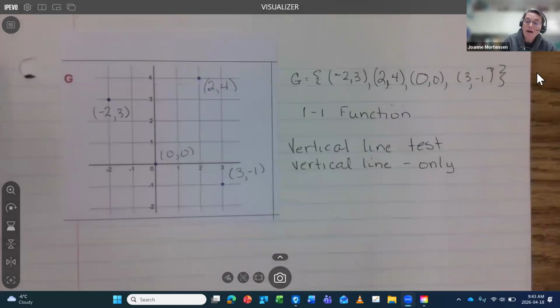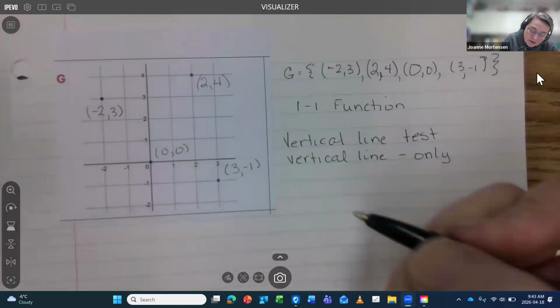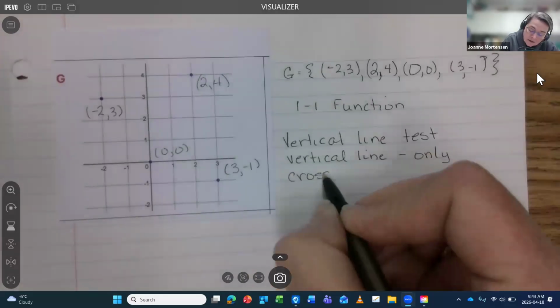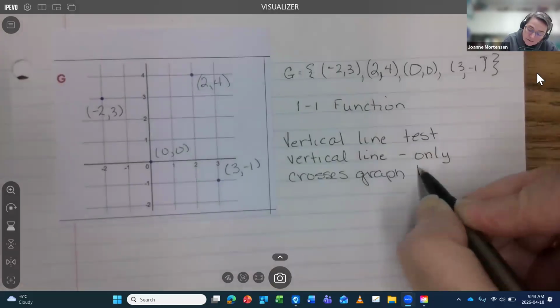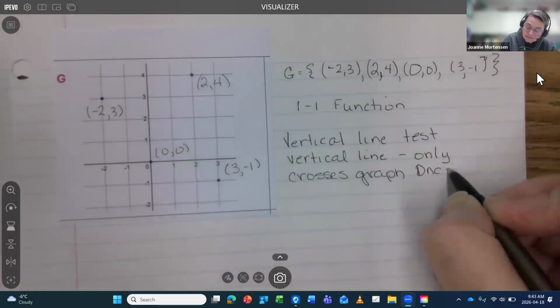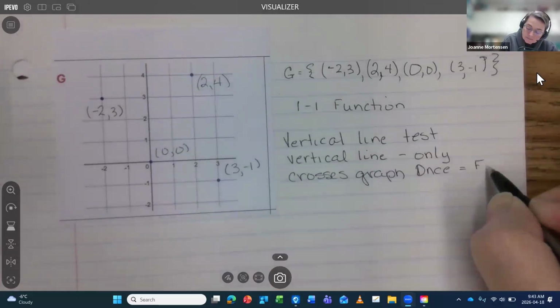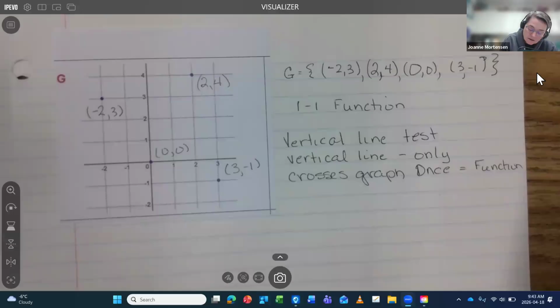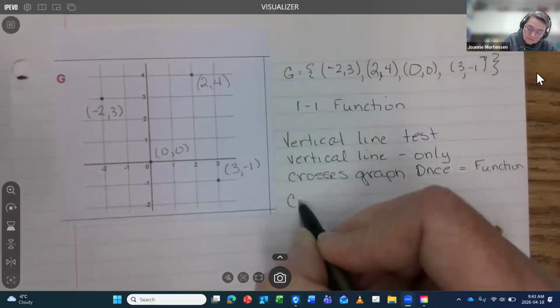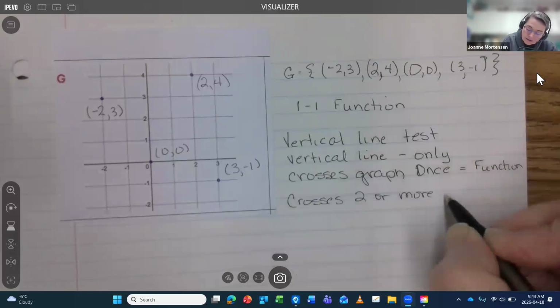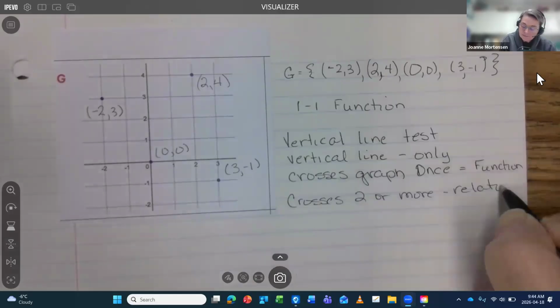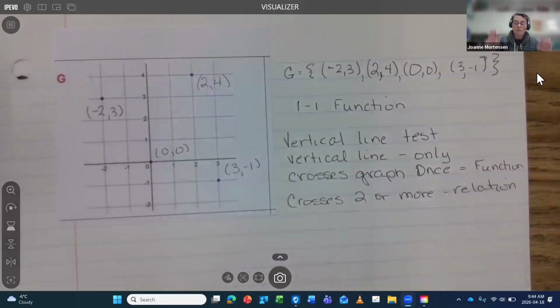I'm going to do it in terms of my drawing ones, more like this. So I'm going to say only crosses graph once. Oops, better write that out. Excuse me, it's a function. Crosses 2 or more, it's a relation. Nope, I'm getting ahead of myself.